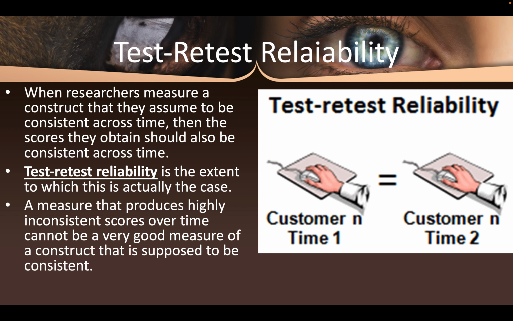So if you give the test the first time to a group of individuals and they score one thing, and then you give the same test to another group at another time and you get very different results, that's not test-retest reliability, even though they're not the same people.